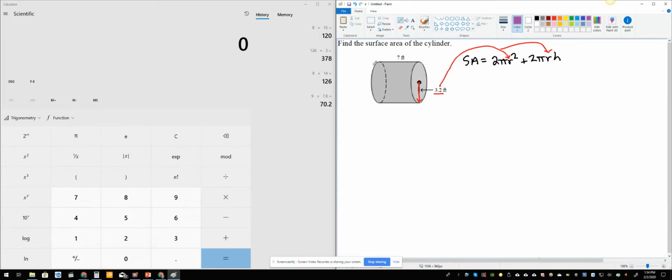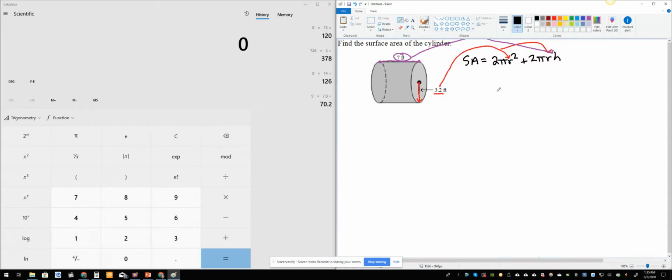Now the height is the distance between the two circles. So even though it looks like a length here because it's horizontal, it's the height, because the height is the distance between the bases. So we'll take this 7 feet and we will add it in for h right there.